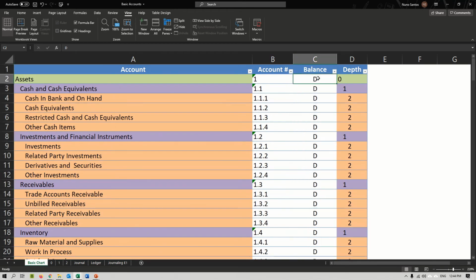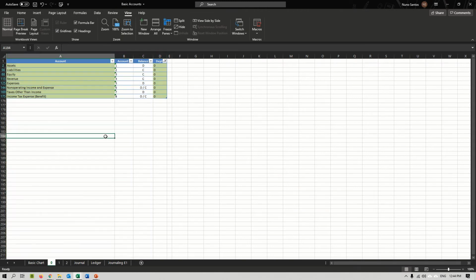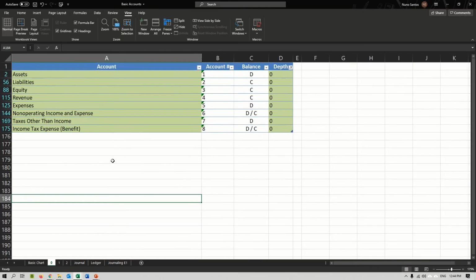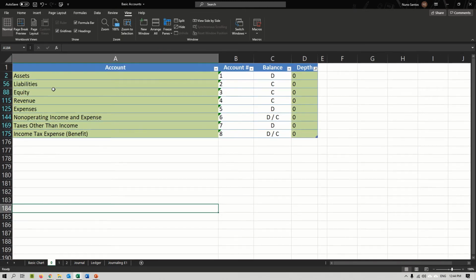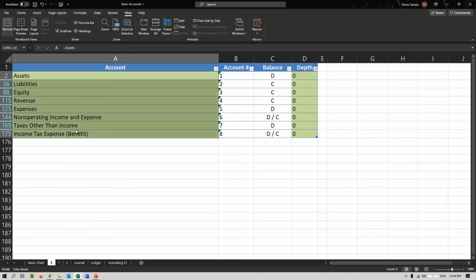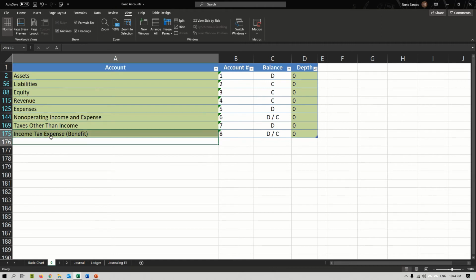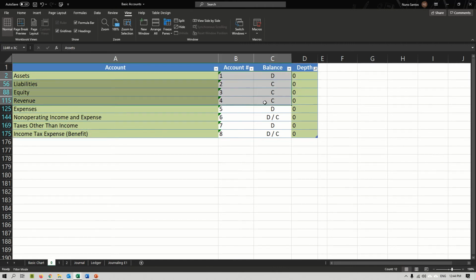In the file that you can also find in the description below of this video, I separated it into different tabs as well. So here we have only the level 0 accounts, so only the main categories, and we see the 8 main categories of accounts: assets, liabilities, equity, revenue, expense, and then we have non-operating income and expense, taxes other than income, and income tax expense, for example. But typically we're only going to use during this course these 5 accounts, the top 5.